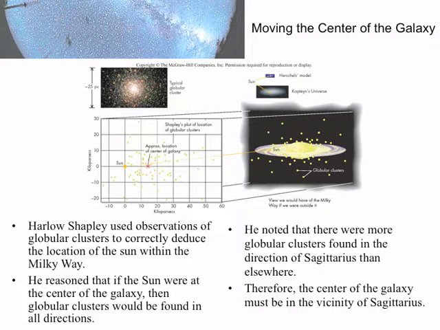So Shapley said, well, that logically ought to be where the center of the universe is, and we are really not near that if the distribution doesn't look evenly distributed to us. And so he correctly deduced that not only were we not near the center, but that the center of the galaxy is towards the direction of the constellation Sagittarius.